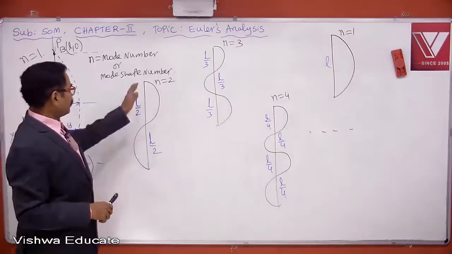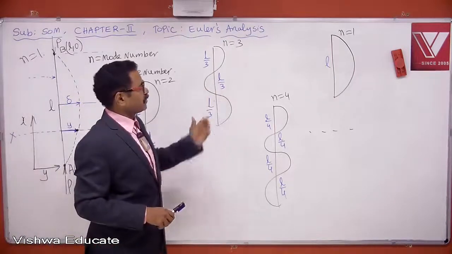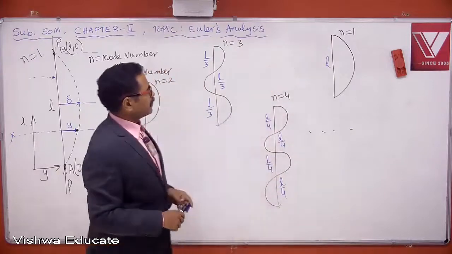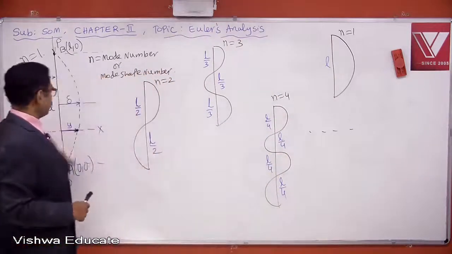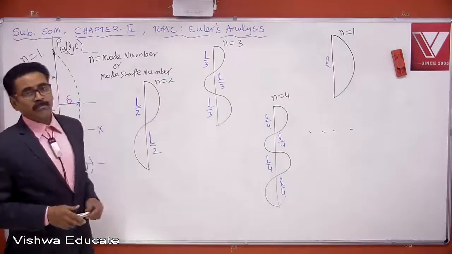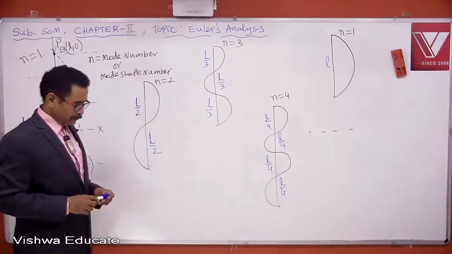If any column buckles like this, mode number will be 2. This is mode number 3, or mode shape number 3. Mode number 4, or mode shape number 4. If any column buckles like that, that is the same as this one, right? Both are the same. So if any column buckles like that, mode number is 1, or mode shape number is 1.